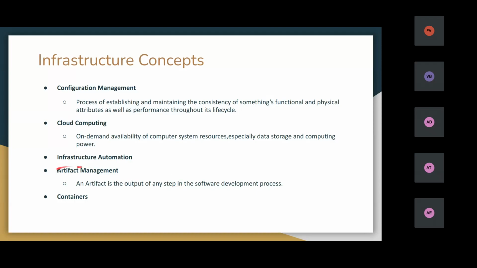The next one is artifact management. During the development process, some artifacts are created. For example, while building Java using Maven, artifacts are created. We have to store these artifacts for reuse, and there will be certain versions of them, so we save them in a repository. For that, artifact management is used. And the next one is containers.